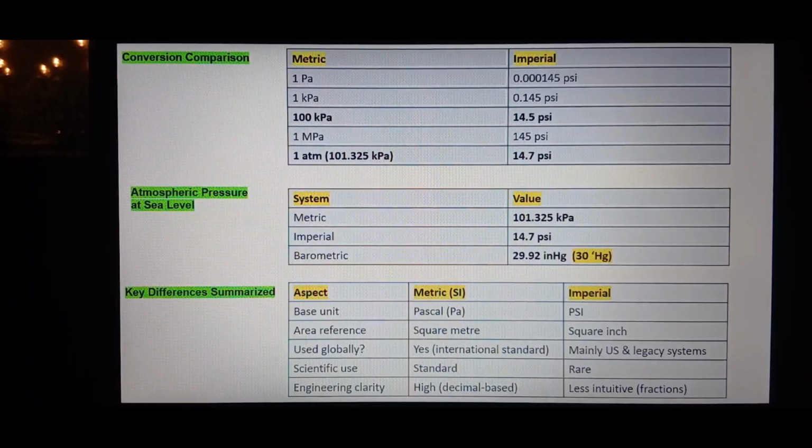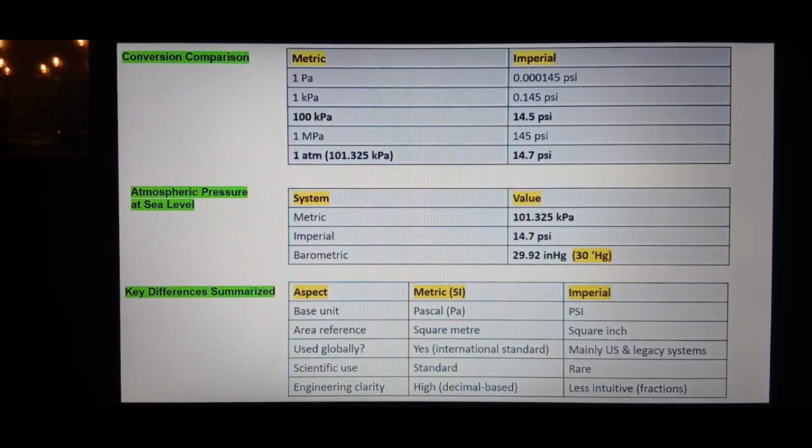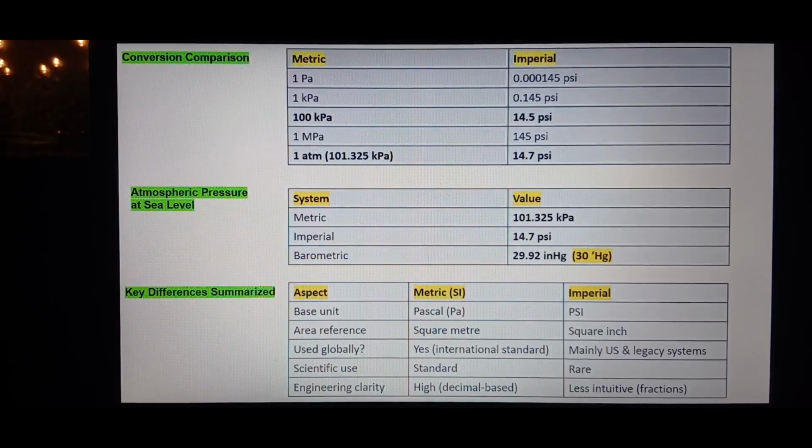Conversion comparisons. Metric, if we say 1 Pascal, then it's equal to 0.000145 psi. Or 1 kilopascal is equal to 0.145 psi. Or 100 kilopascal equals 14.5 psi.